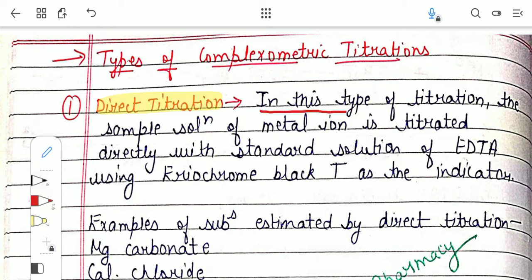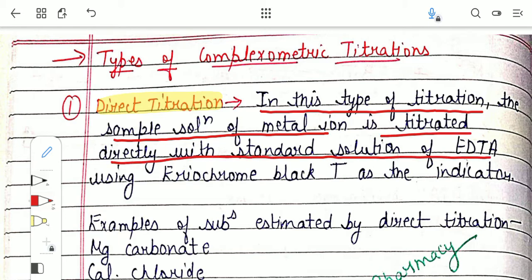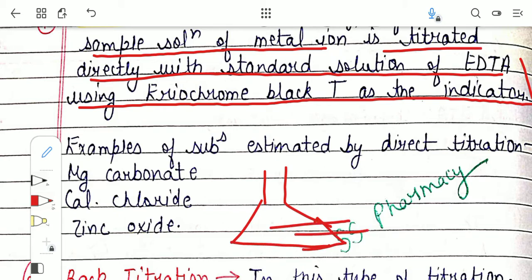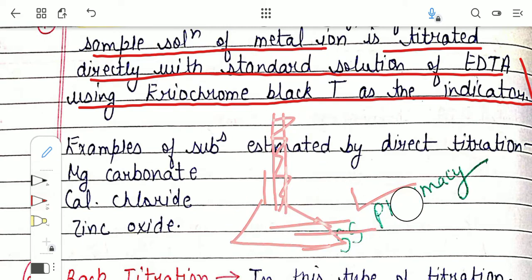In this type of titration, the sample solution of metal ion is titrated directly with the standard solution of EDTA using Eriochrome black T as an indicator or any kind of suitable metal ion indicator. Here is our conical flask. In that we will take our sample solution having the metal ions as well as the indicator, and that is directly titrated with our complexing agent. This is the type of direct titration, a simple titration which we usually perform.